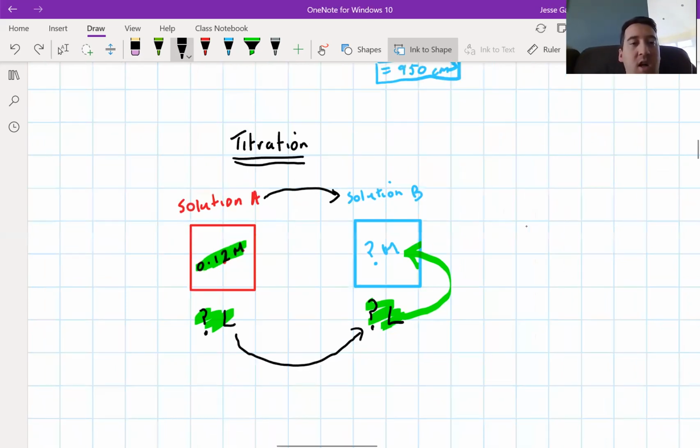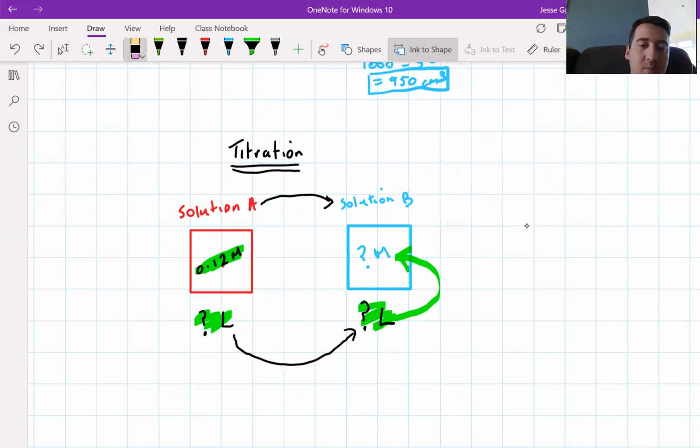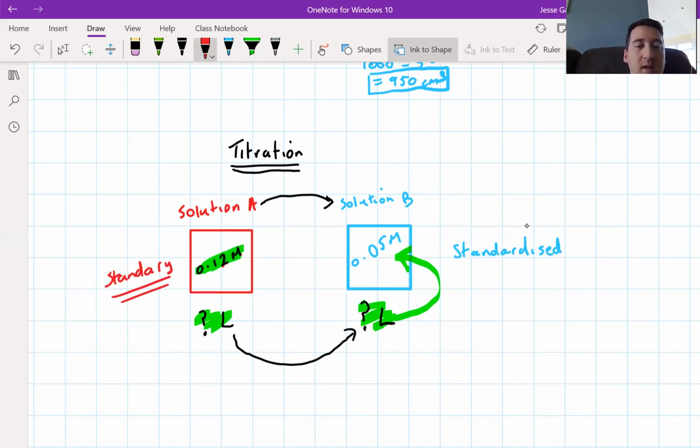Once we have found the concentration of B, so say we do this sum and we find out that this is actually 0.25 molar, we say that now the solution is standardized. So it has been made standard compared to the standard solution. Remember, this one, the red one, is a standard solution, because we accurately made this up. We made it with an exact amount of grams in an exact amount of solution, and then we used it to find solution B. So we say that we have standardized B.